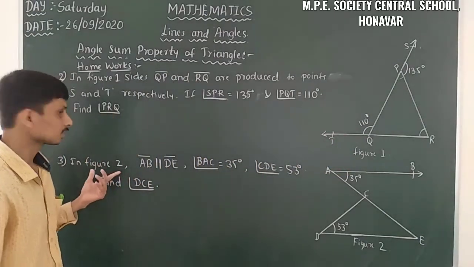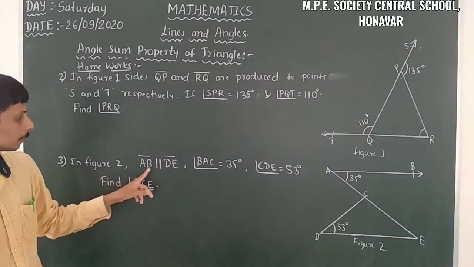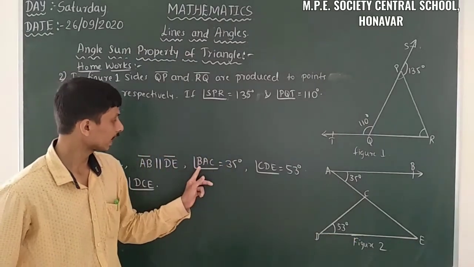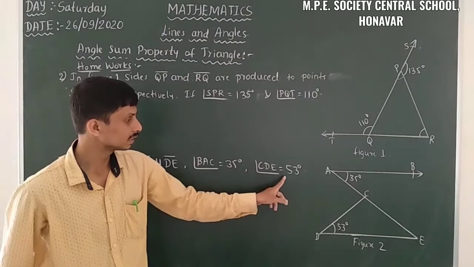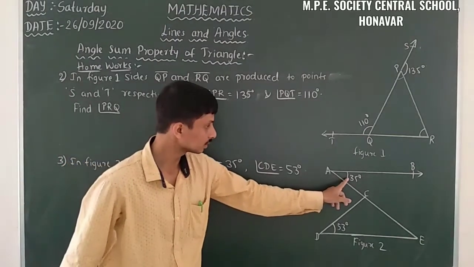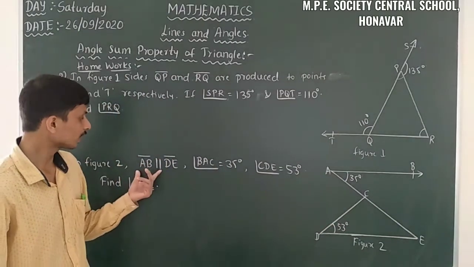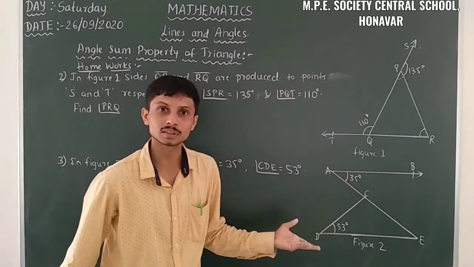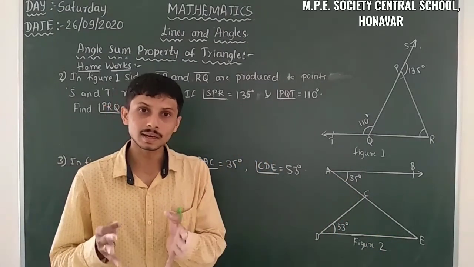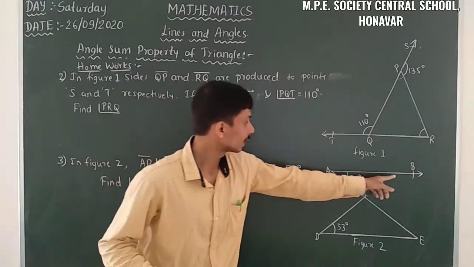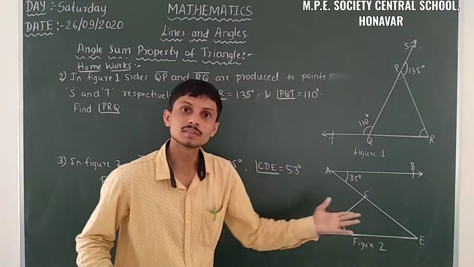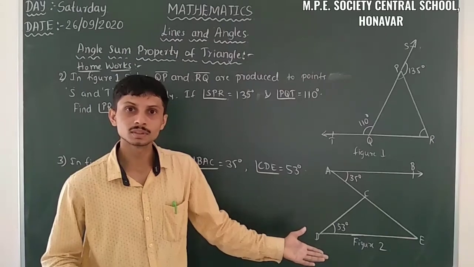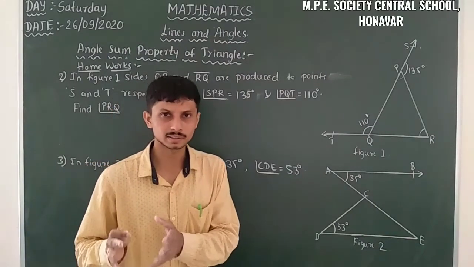Then the next homework is in figure 2. AB is parallel to DE. Given angle BAC is equal to 35 degrees and angle CDE is equal to 53 degrees. Here we have two parallel lines, and AE acts as a transversal, so we can use the parallel lines and transversal case. When AB is parallel to DE, alternate interior angles are equal. So try to find what alternate interior angles are formed.